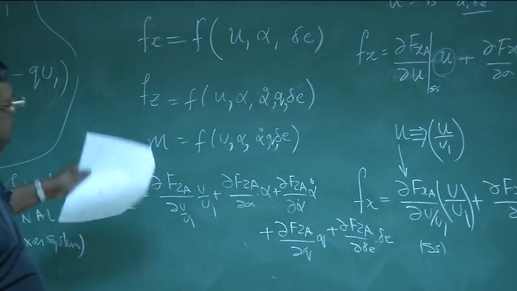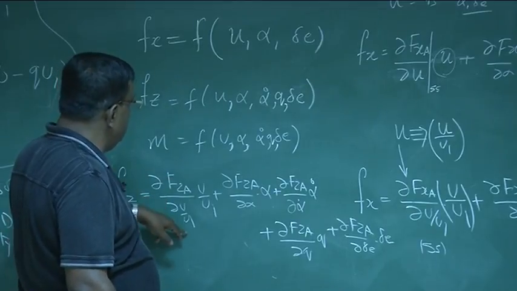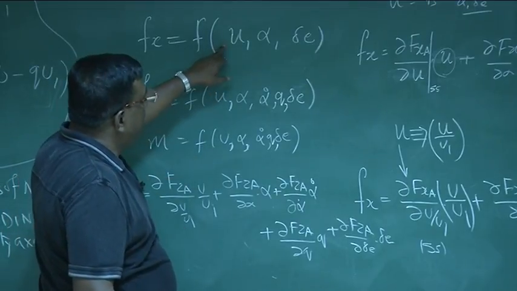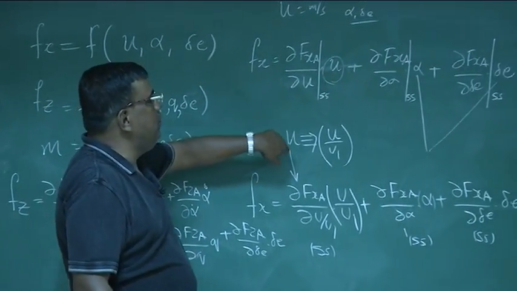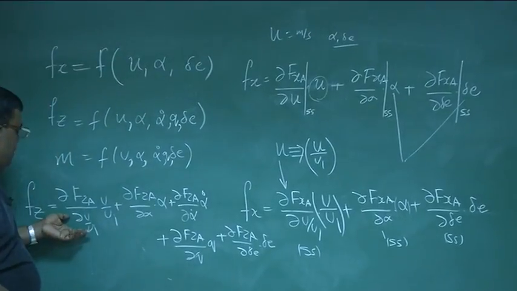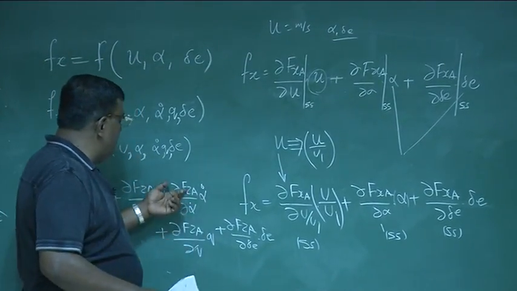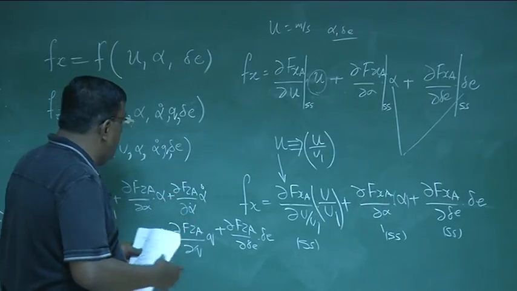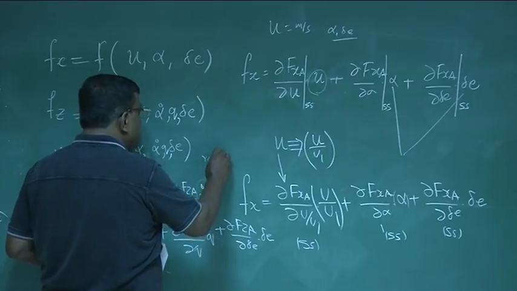So mechanically, if I expand it, it will be dfza by du by u1. So you have seen it should have been dfxa by du. So you have agreed that I will replace u by u1. So this becomes this. Alpha is fine. But the moment I come to alpha dot, dfza by d alpha dot into alpha dot, I find this has radians per second.